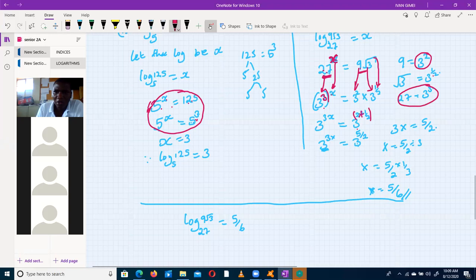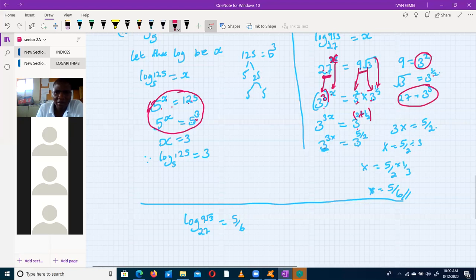So here, the law of indices says if you're multiplying numbers of the same base, you add the powers. So here we're multiplying 3 times 3, bases are the same, we add the powers.